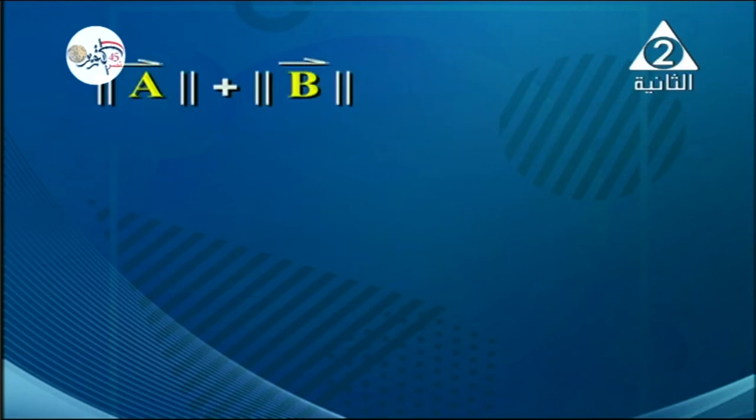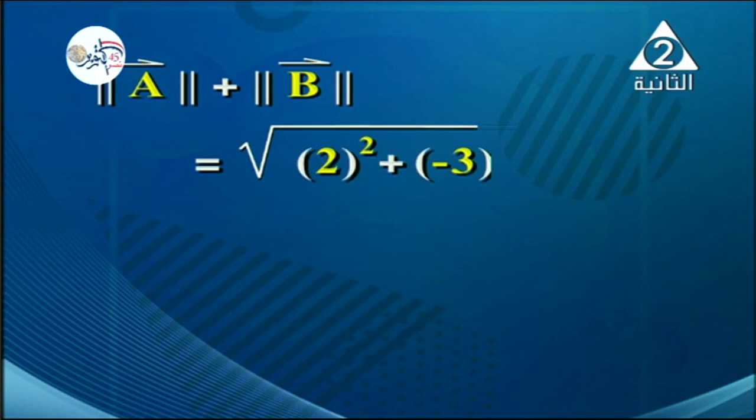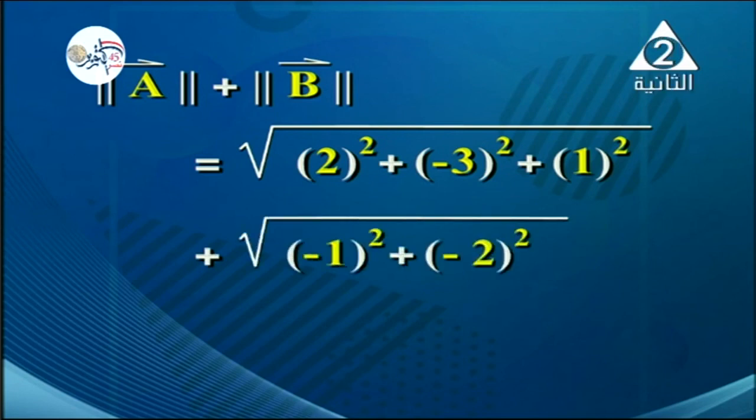My dear student, what is the value of norm A plus norm B? Is norm A plus norm B equal to norm A plus B? Look at it, my dear student. Norm A equals the square root of 2 squared plus negative 3 squared plus 1 squared, and the answer is square root 14. Norm B equals the square root of negative 1 squared plus negative 2 squared. What do you deduce, my dear student? Is norm A plus B equal to norm A plus norm B? It's wrong.